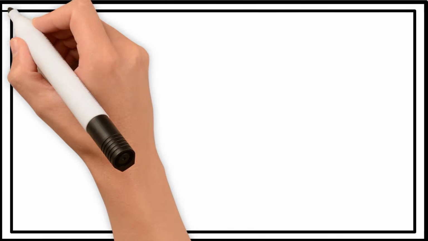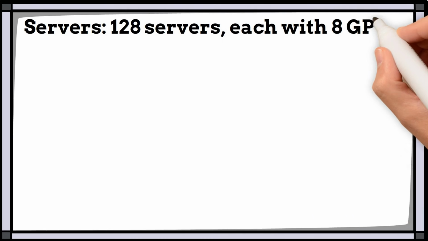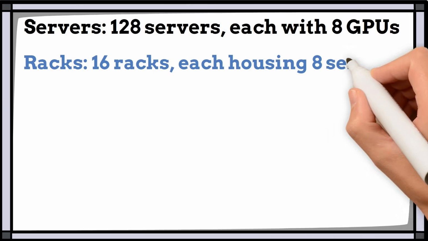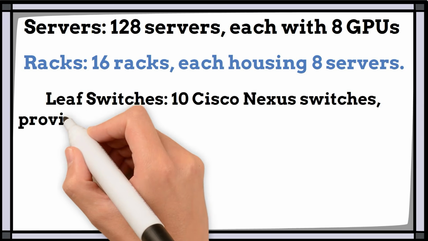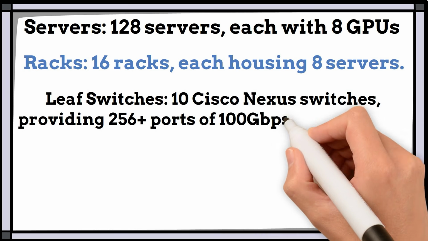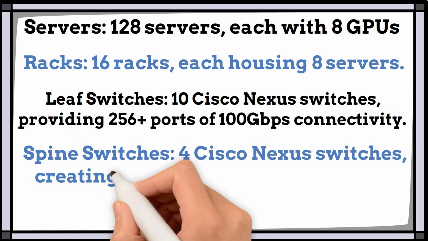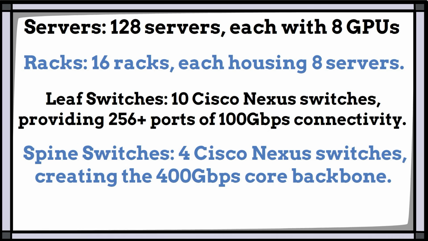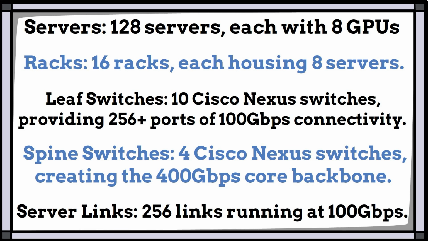So let's recap the final blueprint for our 1024 GPU cluster. Servers: 128 servers, each with 8 GPUs. Racks: 16 racks, each housing 8 servers. Leaf switches: 10 Cisco Nexus switches, providing 256 plus ports of 100 Gbps connectivity. Spine switches: 4 Cisco Nexus switches, creating the 400 Gbps core backbone. Server links: 256 links running at 100 Gbps. Fabric links: 80 links running at 400 Gbps connecting the leaf and spine layers.